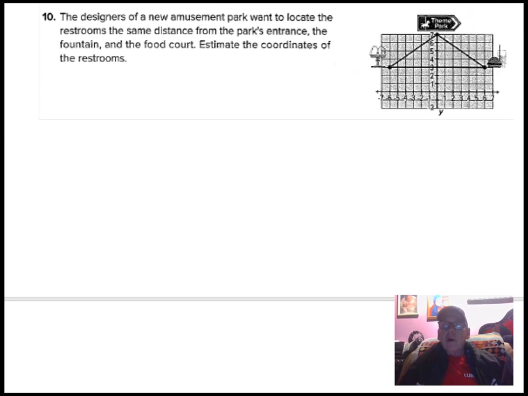Same thing for this amusement park. We need to find the perpendicular bisectors. So if we find the midpoint of this side, I think it's right out in there. Try to do a perpendicular. Same thing here. Try to find the midpoint. Do perpendicular down this way. And here, try to find the midpoint. Do perpendicular up and down. It sort of looks like at 0, 2 or 0, 1.